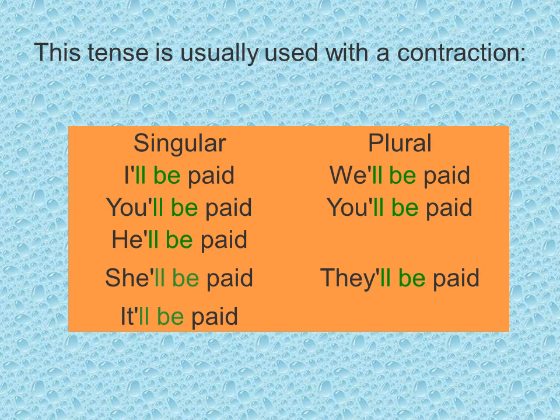This slide is to remind you that the future simple tense, the will plus be, is usually used with a contraction. So in singular, I'll be, you'll be, he'll be, she'll be paid, it'll be paid, and in the plural, we'll be paid, you'll be paid, and they'll be paid.